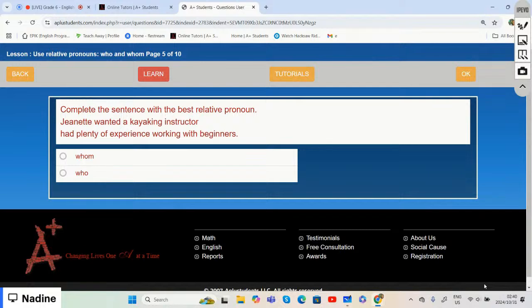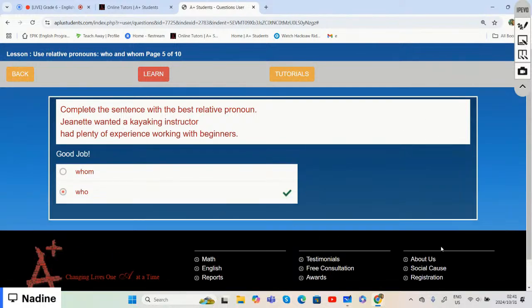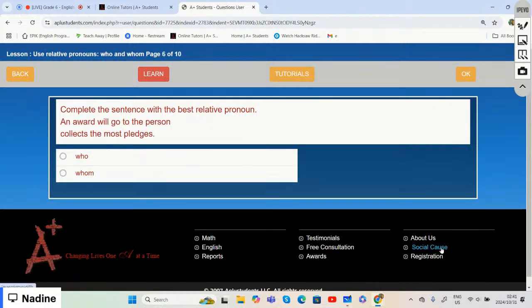Guys, why are we saying no or yes? And if we were to choose the correct option, we would say Janet wanted a kayaking instructor who had plenty of experience working with beginners. Can we please stop saying yes and no, please?